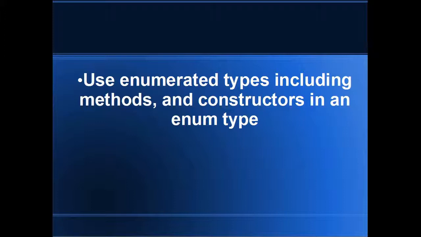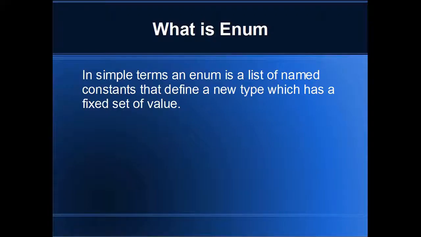All right, let's go. Using enumerated types, including methods and constructors in an enum type. All right, what is an enum? In simple terms, an enum is a list of named constants that define a new type, which is a fixed set of values. Here is a simple enum.